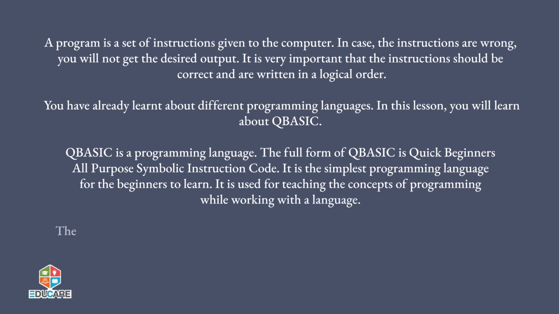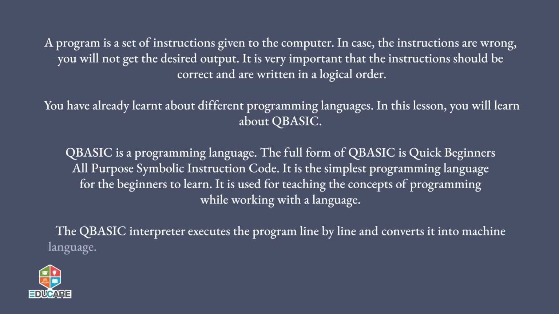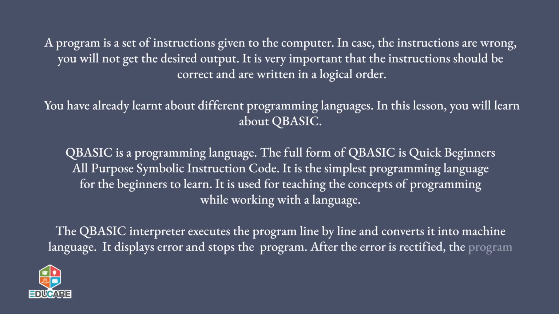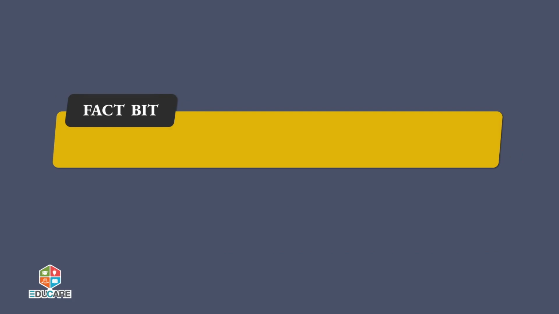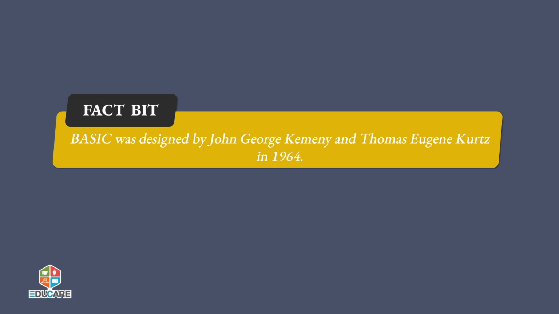The QBasic interpreter executes the program line by line and converts it into machine language. It displays an error and stops the program. After the error is rectified, the program execution starts again. Fact bit: BASIC was designed by John George Kemeny and Thomas Eugene Kurtz in 1964.